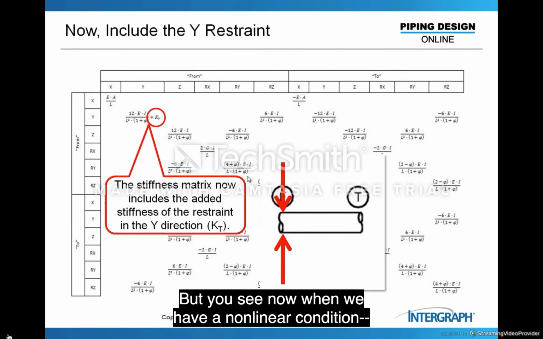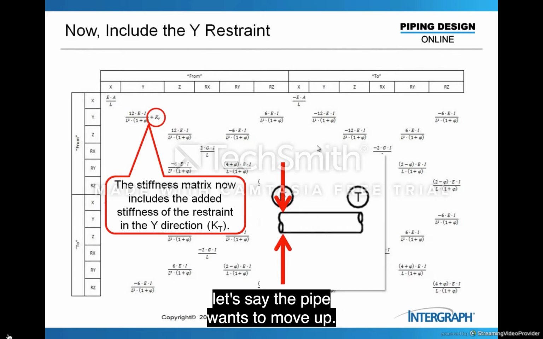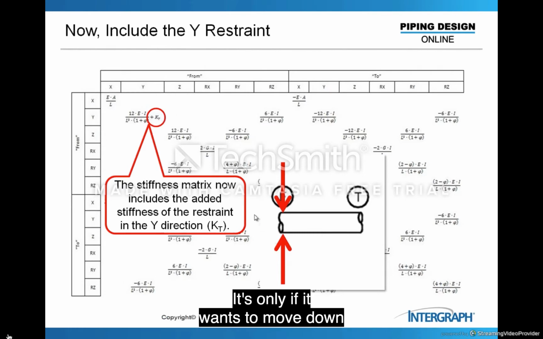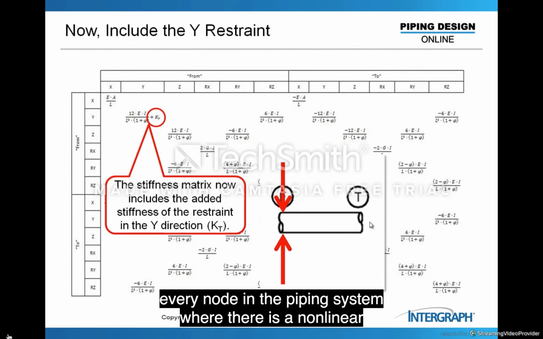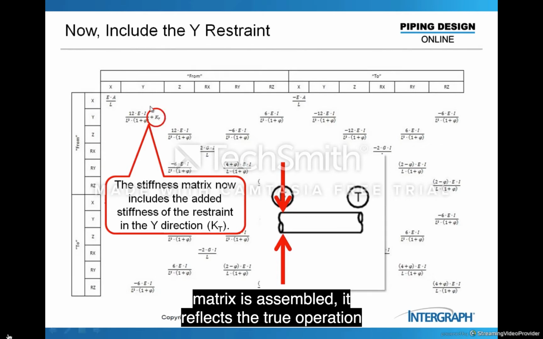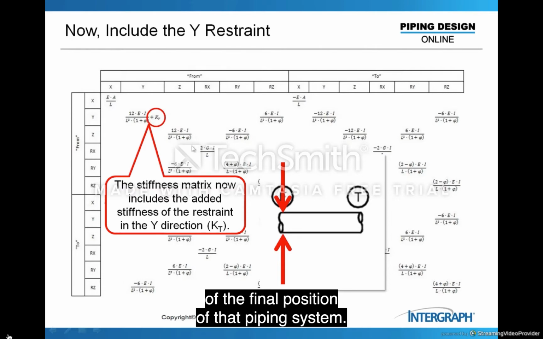But you see now that when we have a nonlinear condition, let's say the pipe wants to move up. Well, if the pipe wants to move up, we do not put that stiffness in because it's free to move up. It's only if it wants to move down that we put that stiffness in. So the program is always monitoring every node in the piping system where there is a nonlinear restraint and confirms that the way that the stiffness matrix is assembled, it reflects the true operation of the final position of that piping system.